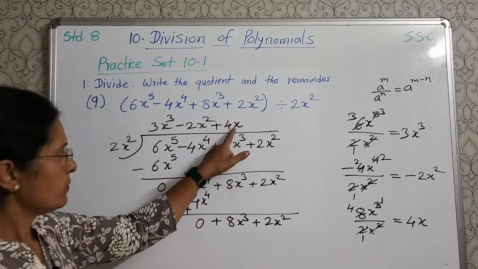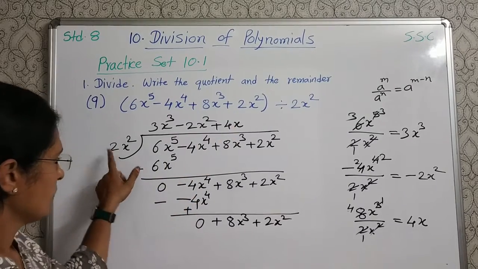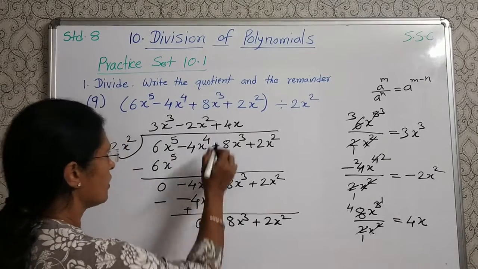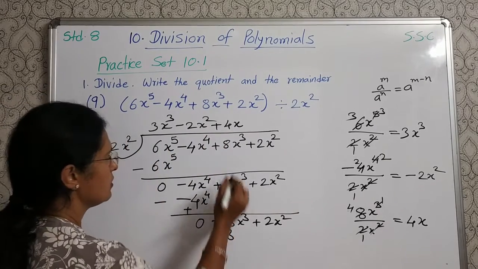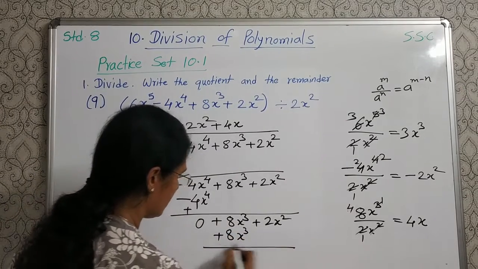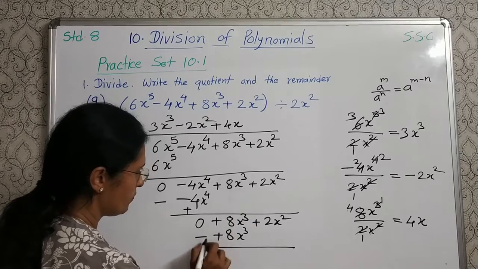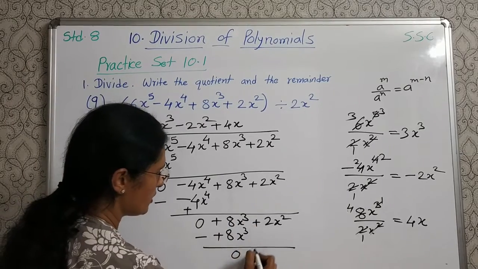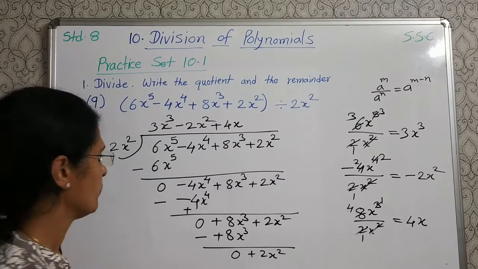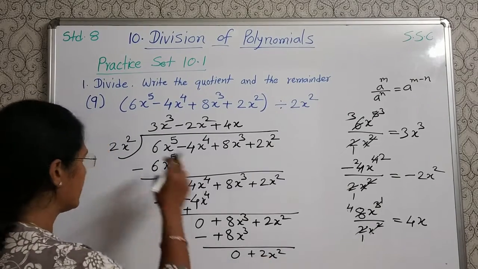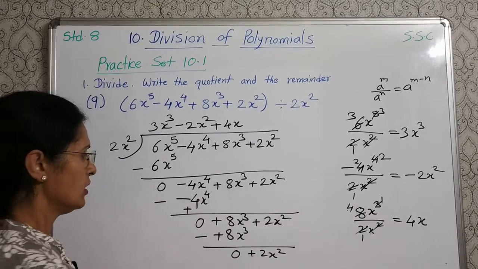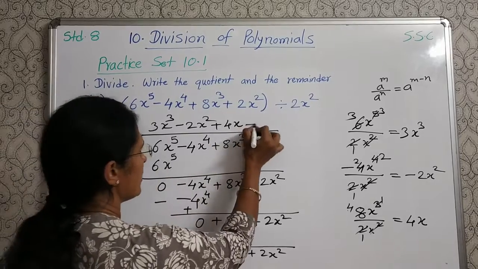Now multiply quotient and divisor and write the product here. So plus 4 2s are 8, x into x square is x cube. Now subtract this, 8x cube minus 8x cube is 0, and this plus 2x square is the remainder now. Divide this 2x square by this 2x square. You can clearly see the same term.